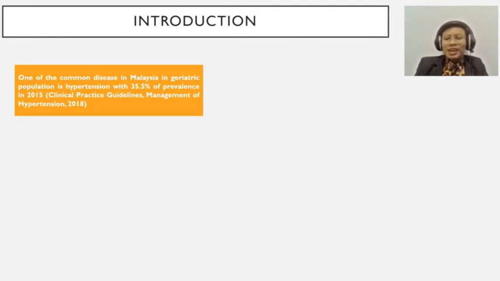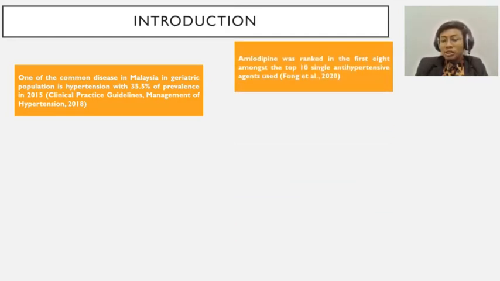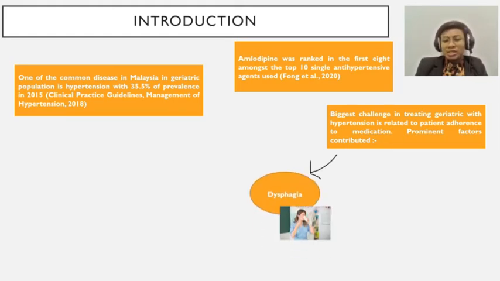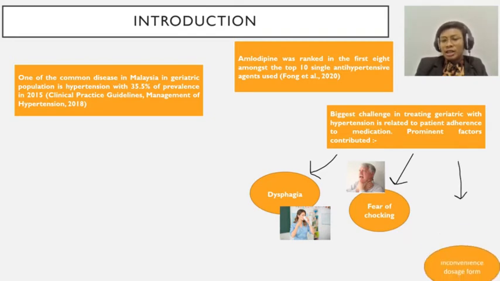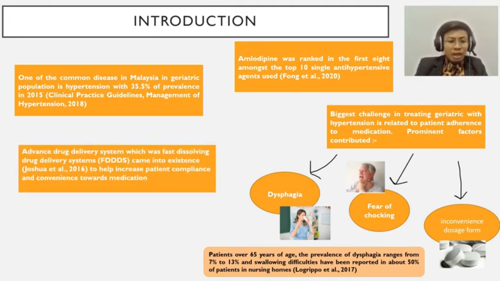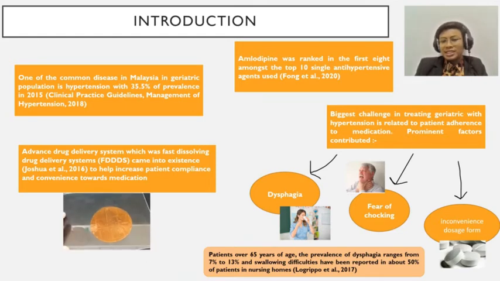Did you know the prevalence of hypertension in Malaysia was quite high, with 35.5% in 2015, and amlodipine was the drug of choice. Unfortunately, in treating patients with hypertension, especially the geriatric population, we have encountered problems with non-compliance due to several factors such as dysphagia, fear of choking, and inconvenient dosage form. It's supported by papers saying that 7 to 13% of elderly have this kind of problem. Due to that, fast dissolving drug delivery systems came into existence to help increase patient compliance and convenience to medication.